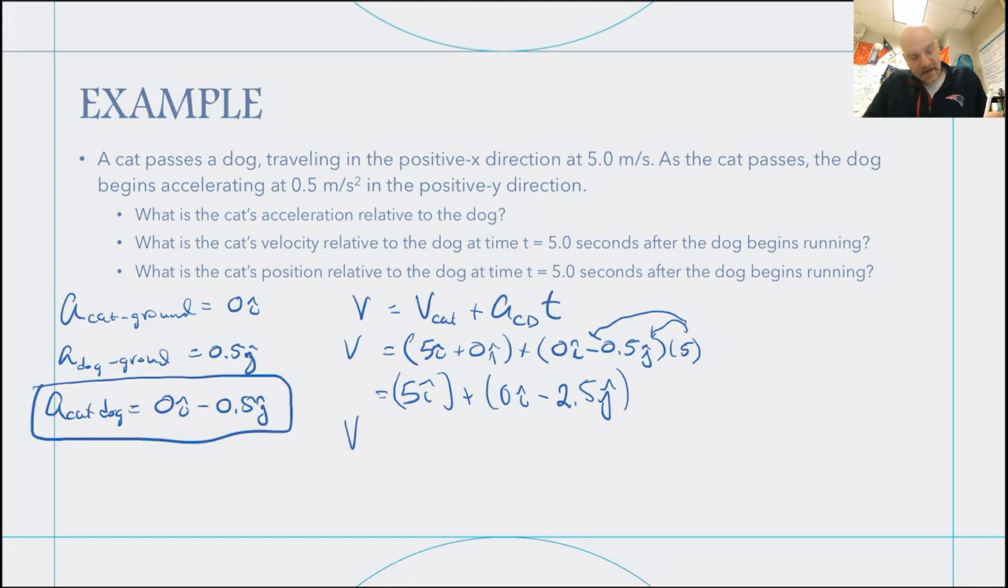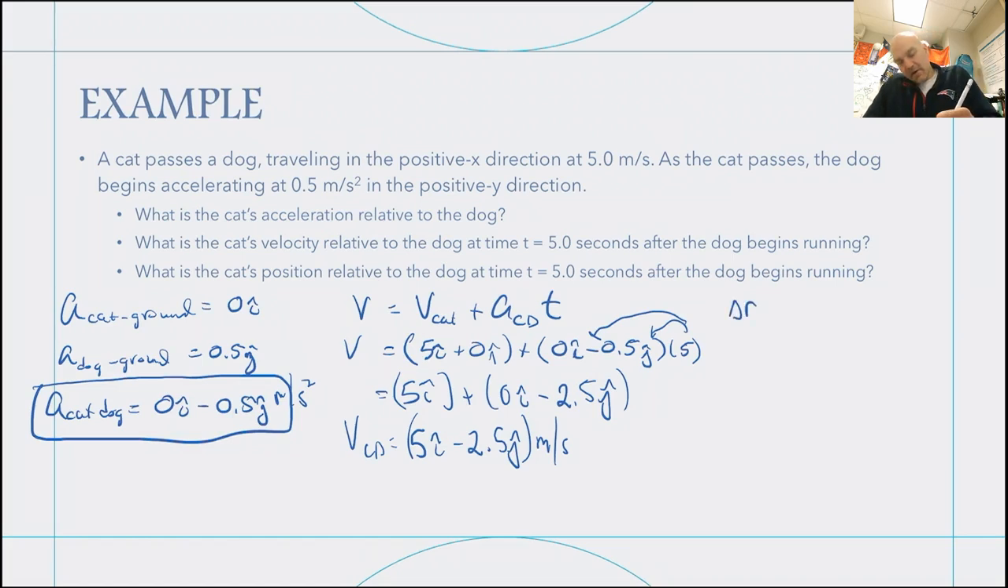And so what is the velocity of the cat with respect to the dog after 5 seconds? Well, it's going to be 5 i hat minus 2.5 j hat meters per second. And I forgot my meters per second squared here because that's our acceleration, right? And so you can see how I wrote that with the unit. I got 5 i hat minus 2.5 j hat meters per second. You can also write 5 meters per second i hat minus 2.5 meters per second j hat, whatever's comfortable for you, okay?